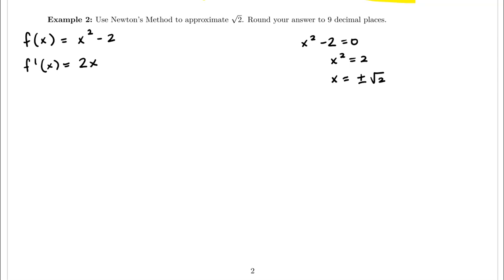which is equal to 2x. And now I'm going to write out my generalized formula for x sub n, which should actually be x sub n plus 1, is equal to x sub n minus f of x sub n over f prime of x sub n. And because we have the f and f prime formula, let's go ahead and do this.